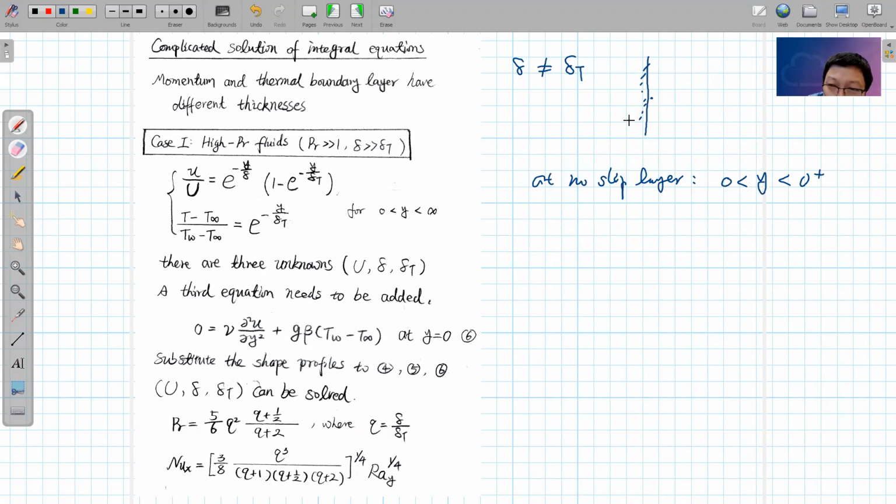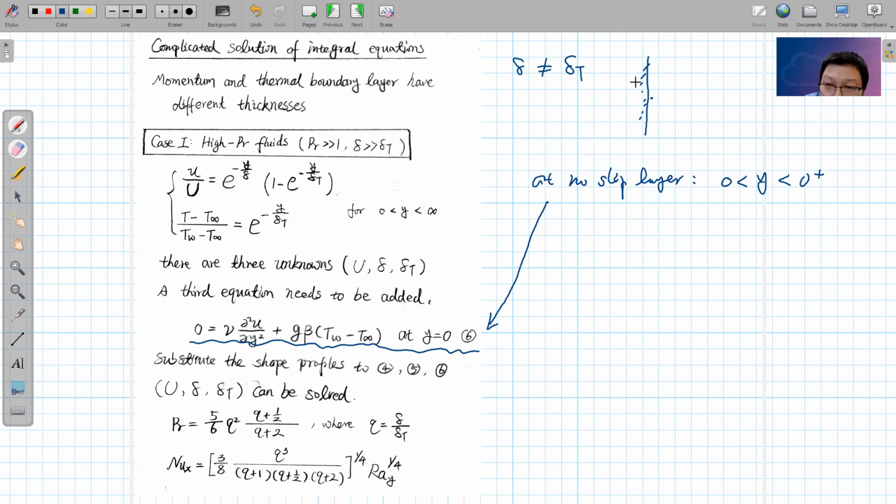And at this point, because it's very close to the wall, there's no velocity, right? Because the viscous effect is strong close to the wall. So in the momentum equation, there are three terms: the convection term, the buoyancy term, and the friction term. Because there is no velocity, the convection term is gone. Only the buoyancy term and the friction term exist. So this is the equation I added here, at the no slip layer.